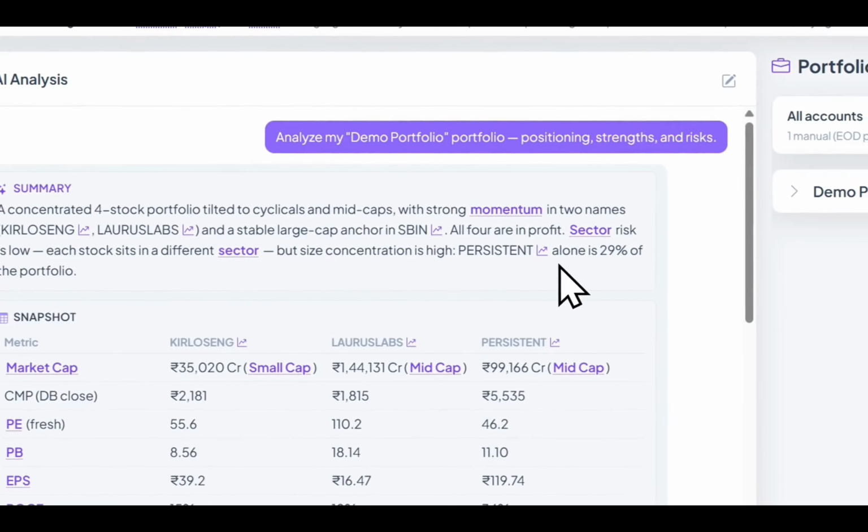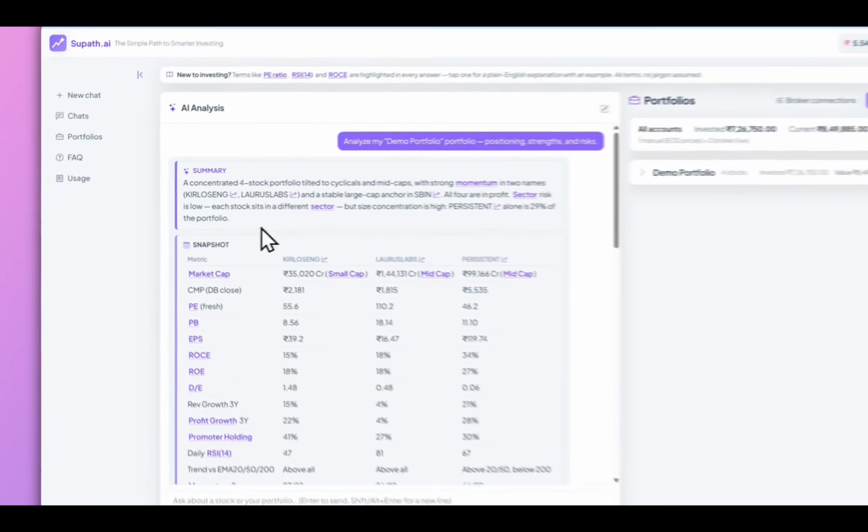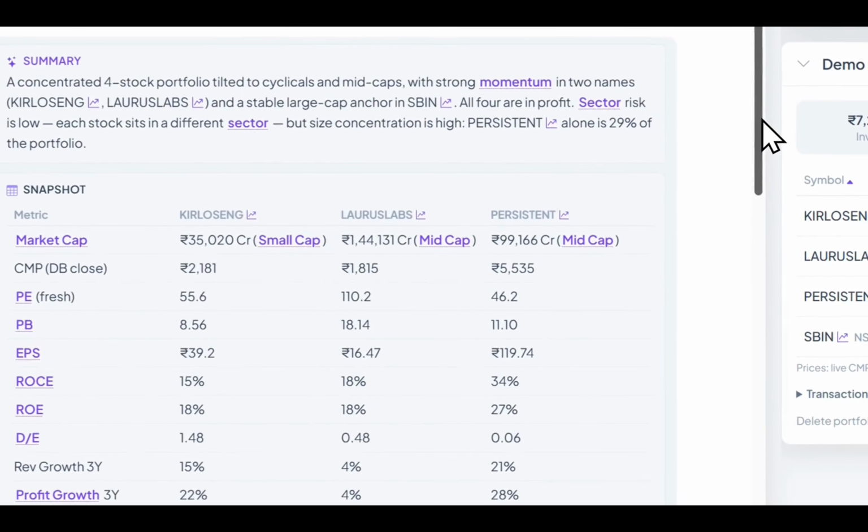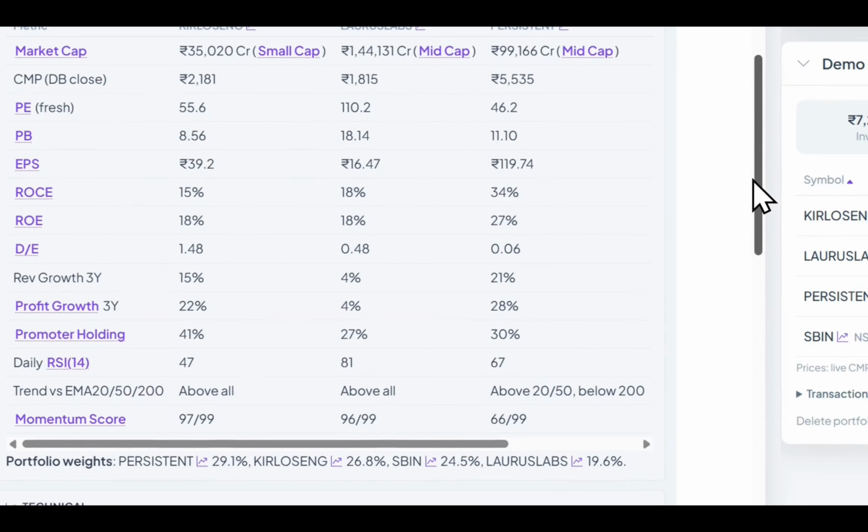Persistent alone is 29% of the portfolio. Then a snapshot table. Every holding, side by side, on market cap, valuation, ROCE, debt, growth, promoter holding, and momentum score. Below it, the portfolio weights, ranked.